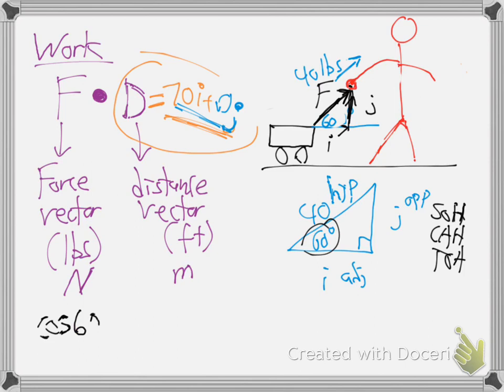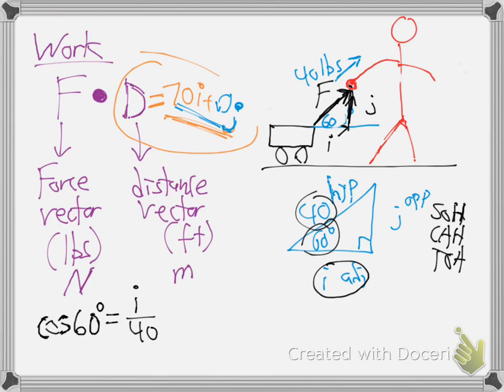of 60 degrees equals adjacent over hypotenuse, I over 40. Doesn't it? Everybody see that? So how do I solve for I there? I'm trying to find I, right? What am I doing? I'm trying to find the I and the J components for my force vector.